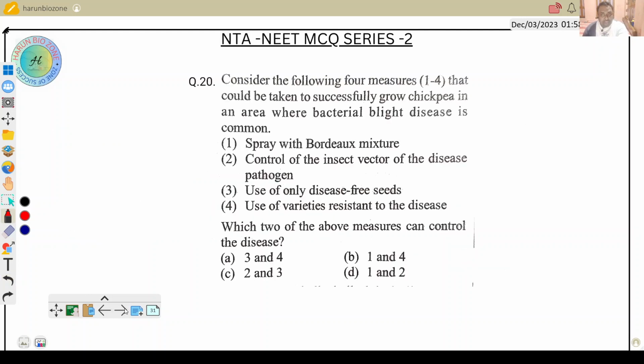Next question, or last question, is: consider the following 4 measures that could be taken to successfully grow chickpea in an area where bacterial blight disease is common. So what is bacterial blight disease? Blight means burnout. After burning, the leaf looks a certain way, and in exactly the same way, after infection by bacteria, the leaf becomes blighted.